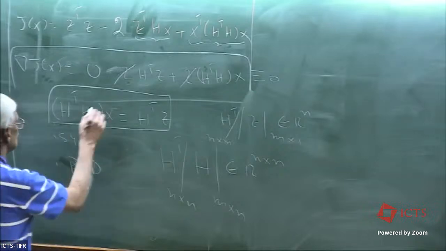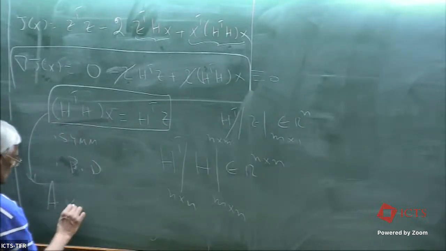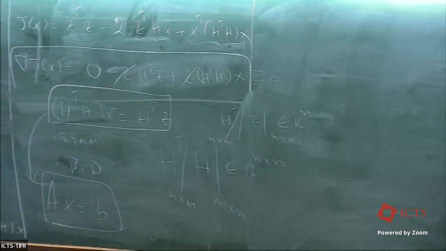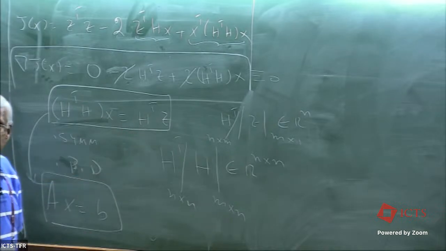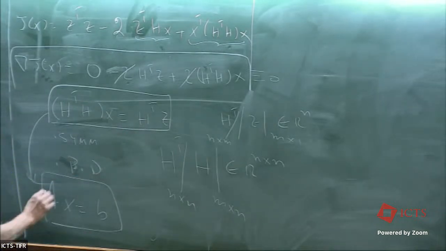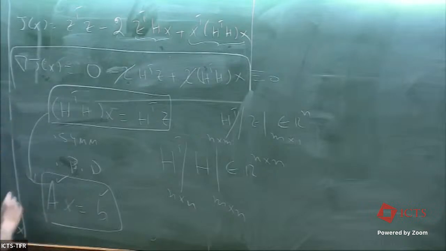So you can think of this to be Ax is equal to B, where A is H transpose H, B is H transpose Z. Now, I know A, I know B, I want to be able to solve for X. So what have we reduced the problem to? We have reduced the problem to one of solving a system of linear simultaneous equations where the matrix of the equation is a symmetric and positive definite matrix.